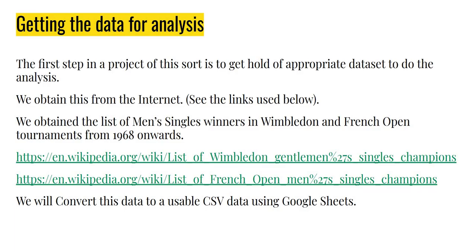Now, clearly, the first step in a project of this sort is to get hold of an appropriate data set so that we can do the analysis. We are going to get this from the internet. I'll show you how we got this data in an appropriate form so that it can be taken to the Python environment for analysis. In fact, we are using very easily available links. We are getting them from Wikipedia. These two links I'll show you later.